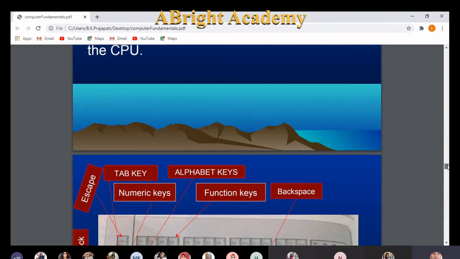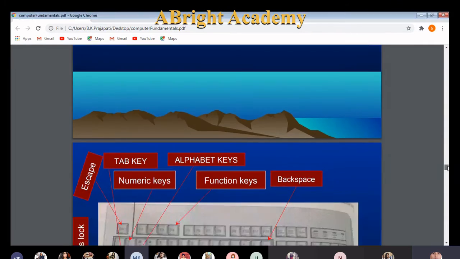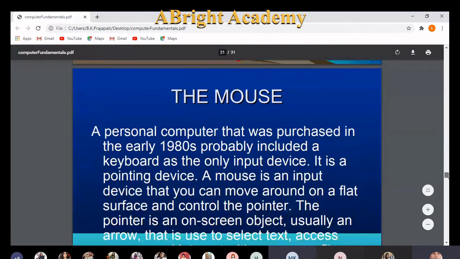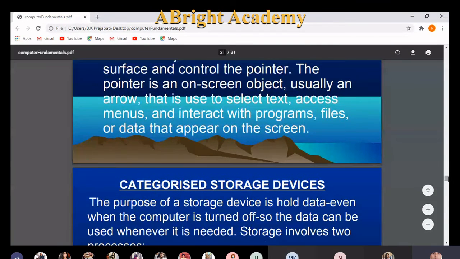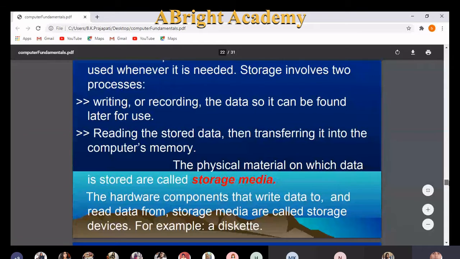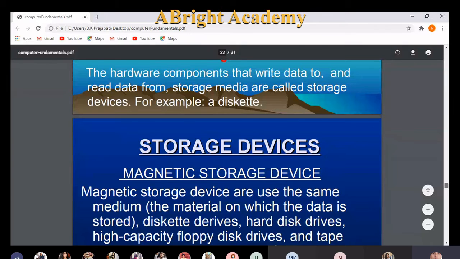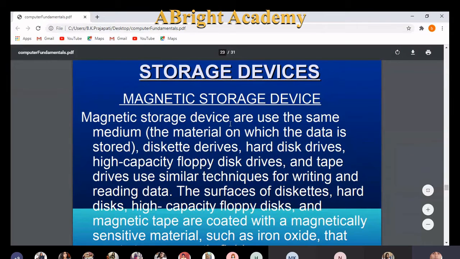Here we have the keyboard, the mouse, and we categorize storage devices. So, storage devices. This is also an important topic in fundamentals.